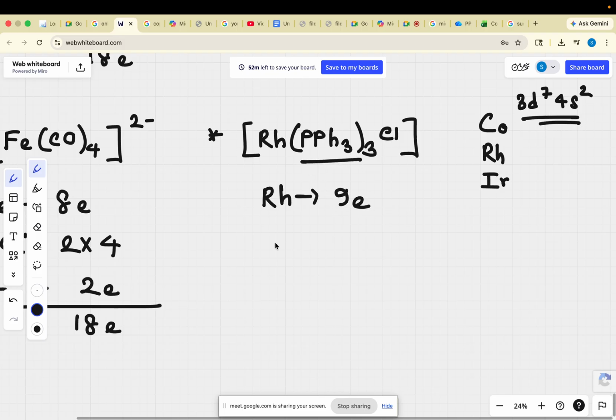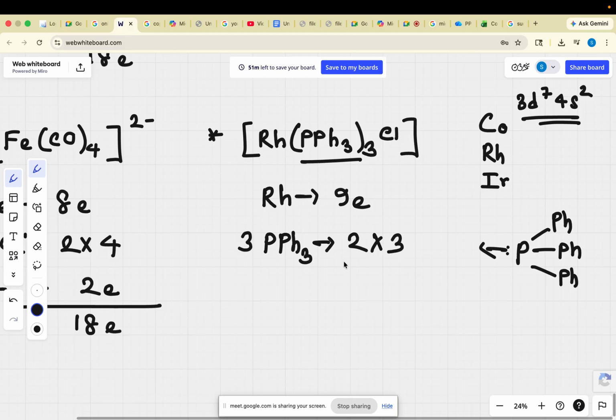Now it comes to PPh3. PPh3 is a neutral ligand. How many electrons is it donating? It is a monodentate ligand. Phosphorus has 5 valence electrons, and you have 3 phenyl rings, so 3 electrons are already involved in covalent bonds. 2 electrons are left, so PPh3 will donate 2 electrons. You have 3 PPh3, so multiply by 3.